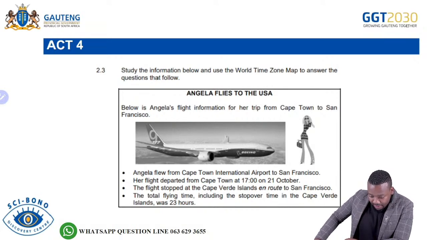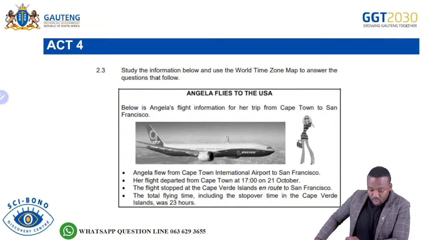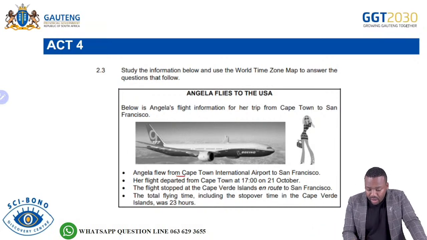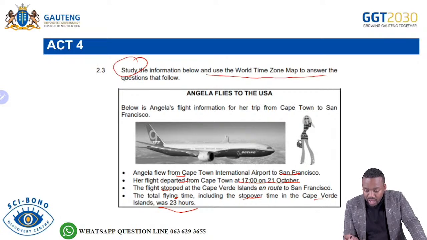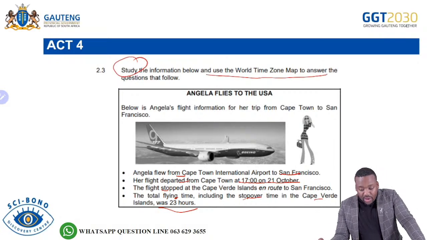Angela flies to the USA. Below is Angela's flight information for a trip from Cape Town to San Francisco. Angela flew from Cape Town International Airport to San Francisco. The flight departed from Cape Town at 1700, on the 21st. The flight stopped at Cape Verde Island and then went on to San Francisco. The total flying time, including the stopover time in Cape Verde Island, was 23 hours. That's the information. Study the information and use the world time zone map to answer your question.